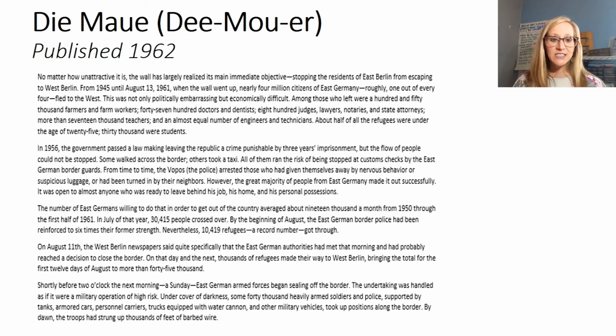No matter how unattractive it is, the wall has largely realized its main immediate objective, stopping the residents of East Berlin from escaping to West Berlin. From 1945 until August 13, 1961, when the wall went up, nearly 4 million citizens of East Germany, roughly 1 out of every 4, fled to the West. This was not only particularly politically embarrassing, but economically difficult. Among those who left were 150,000 farmers and farm workers, 4,700 doctors and dentists, 800 judges, lawyers, notaries, and state attorneys, more than 17,000 teachers, and an almost equal number of engineers and technicians. About half of all the refugees were under the age of 25, 30,000 were students.